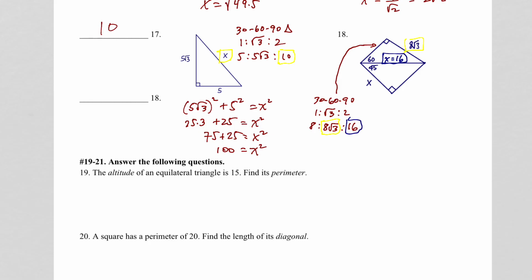Okay? And so now that we know that's 16, we can see that this is a 45, 45, 90 triangle. And that means that x must be 16 over root 2, which is 8 root 2. If you didn't understand that, give yourself some time to digest that problem.